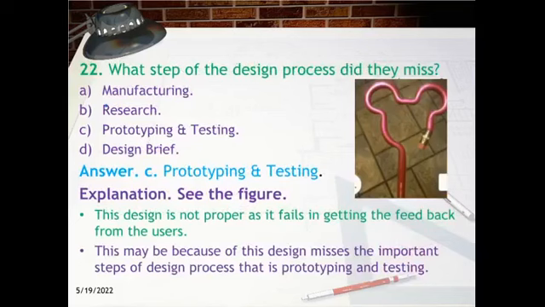22. What step of the design process did they miss? A. Manufacturing. B. Research. C. Prototyping and testing. D. Design brief. Answer. C. Prototyping and testing. Explanation. See the figure. This design is not proper as it fails in getting the feedback from the users. This may be because this design misses the important step of the design process, that is prototyping and testing.